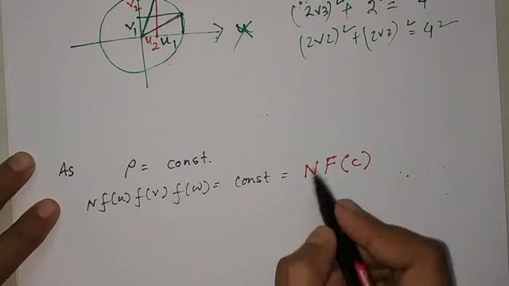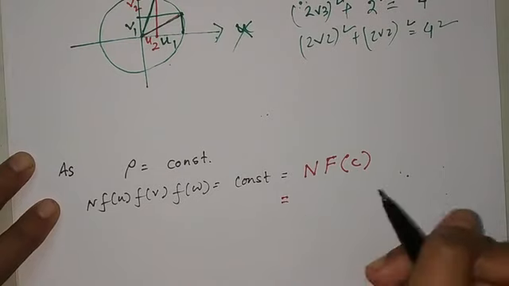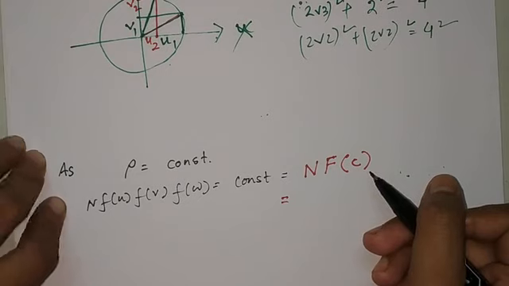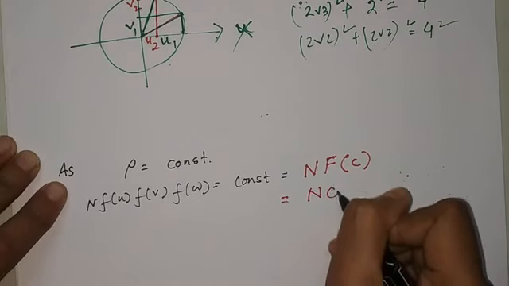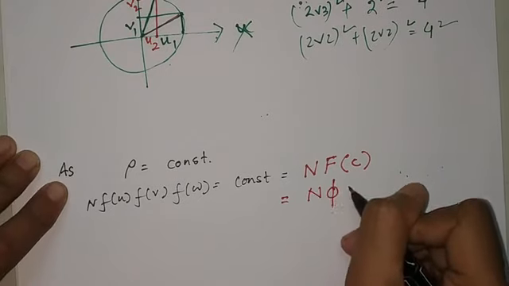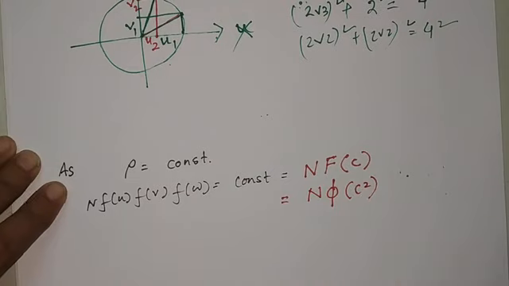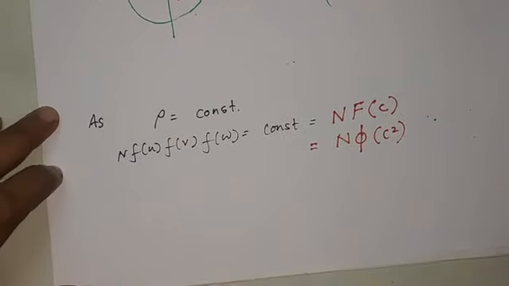Now we can further modify this expression and we can write it like this: another function phi of c square. Okay, so how can we write this?